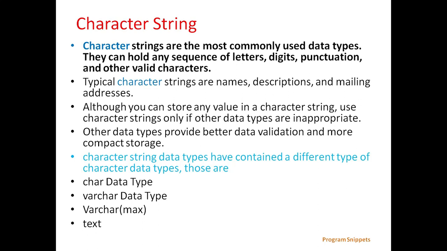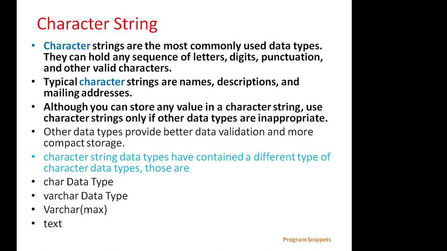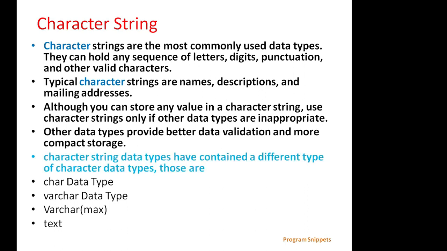Character strings are the most commonly used data types. They can hold any sequence of letters, digits, punctuation, and other valid characters. Typical character strings are names, descriptions, and mailing addresses. Although you can store any value in a character string, use a character string only if other data types are inappropriate. Other data types provide better data validation and more compact storage. Character string data types contain different types of character data types. Those are char, varchar, varchar max, and text.